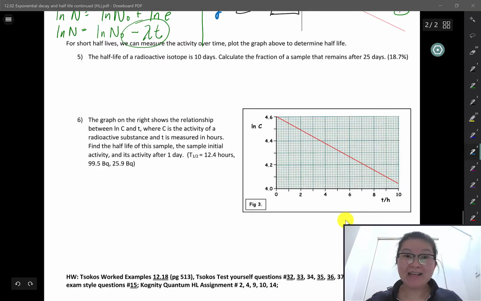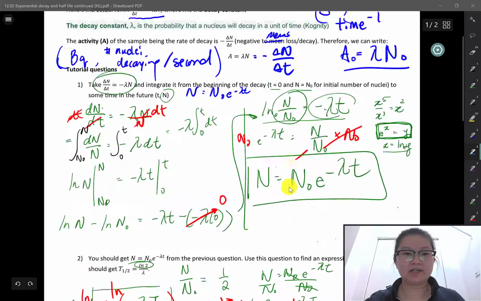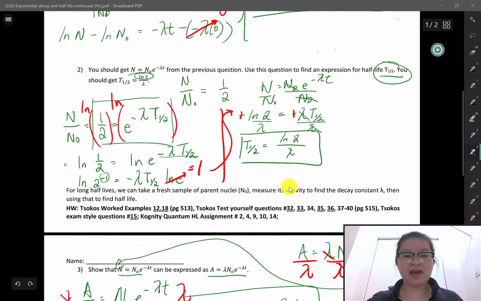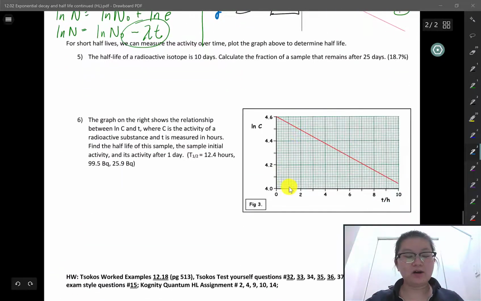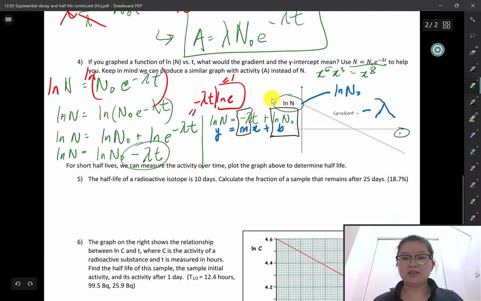This is the last video in this series on exponential decay and half-life. So we have two examples that will use the equations that we have derived and the relationships that we found with this natural ln graph in terms of what the y-intercept means, which is the ln of the number of original radioactive nuclei, and the gradient, which is the negative of the decay constant.